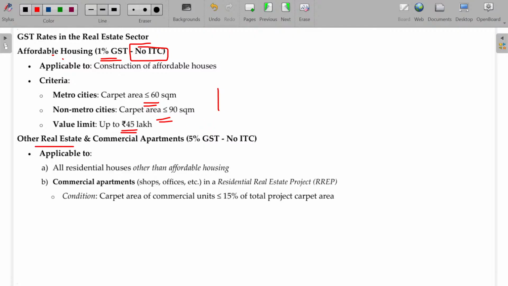Okay. Other real estate or commercial apartments, 5% GST will be leviable. No ITC is available here. Applicable to all residential houses other than affordable housing, even commercial apartments, shops, offices, etc. in a residential real estate project.